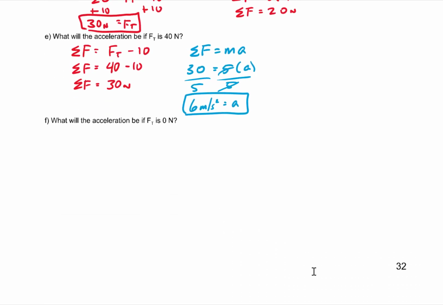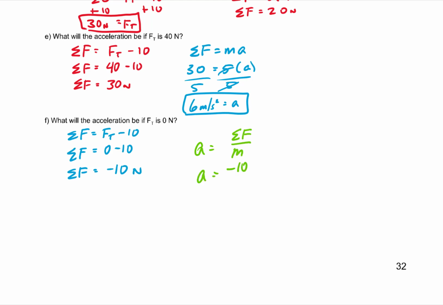All right, and then last one, if Ft is 0 newtons, what's the acceleration? Again, based on that picture, my net force is the tension minus 10 newtons. But if Ft is 0, then my net force is 0 minus 10, or my net force is negative 10 newtons. Now that I know my net force, the acceleration is the net force divided by the mass, negative 10 newtons divided by 5 kilograms, and the acceleration comes out to be negative 2 meters per second squared, which means that the acceleration of the object is in the backwards direction.